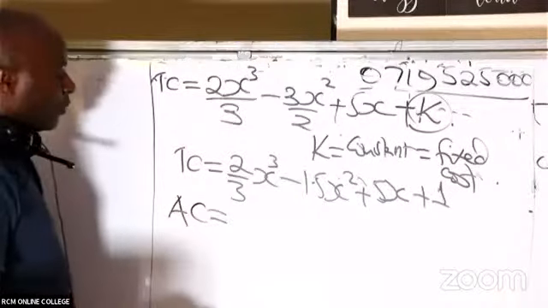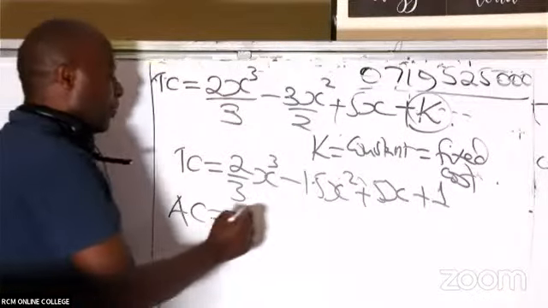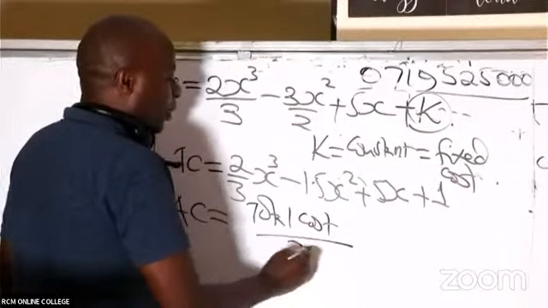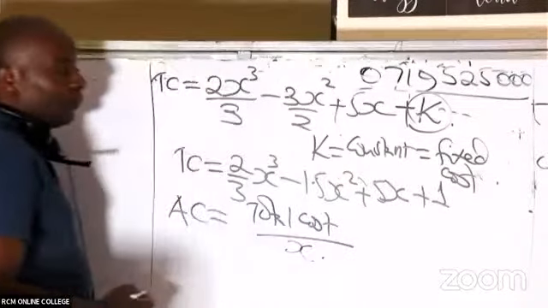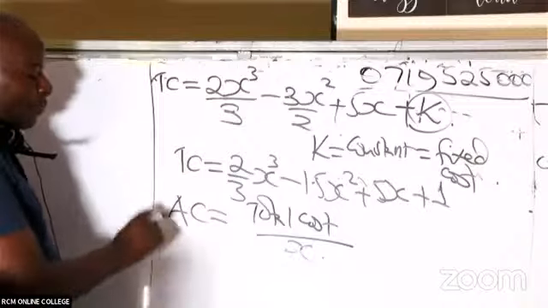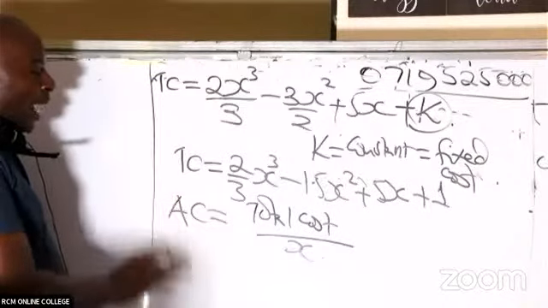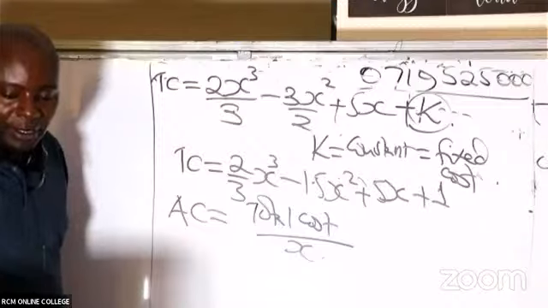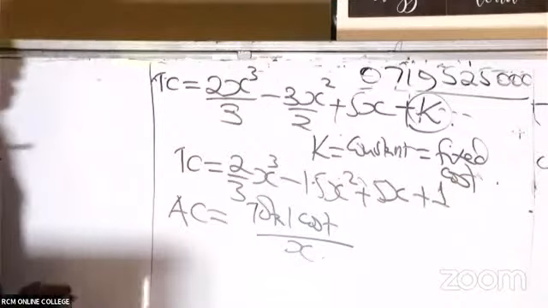How do we get averages like the mean? To get average cost, you will take the total cost and divide this by your quantity, which is X. AC, please write down that AC stands for average cost. So go ahead and divide for us.